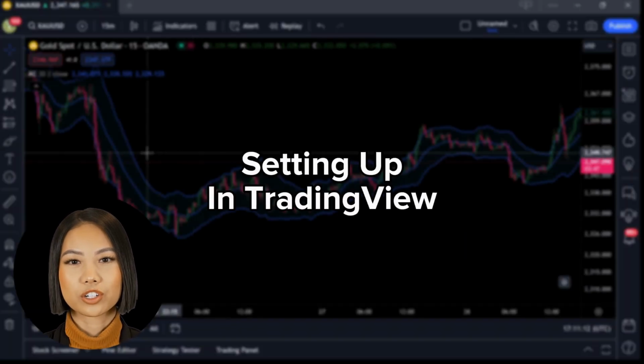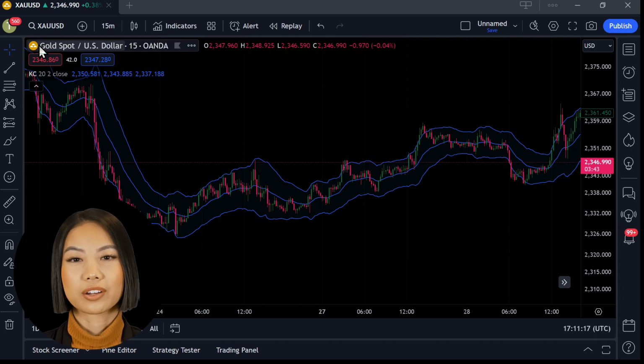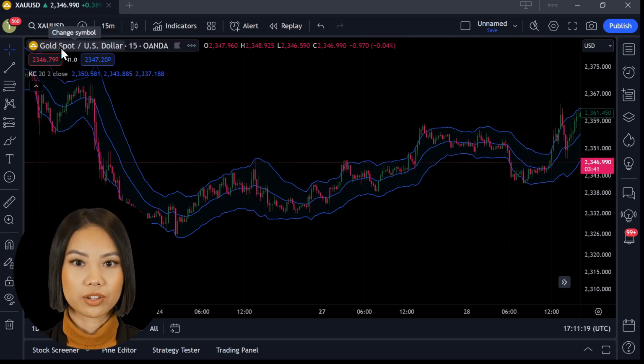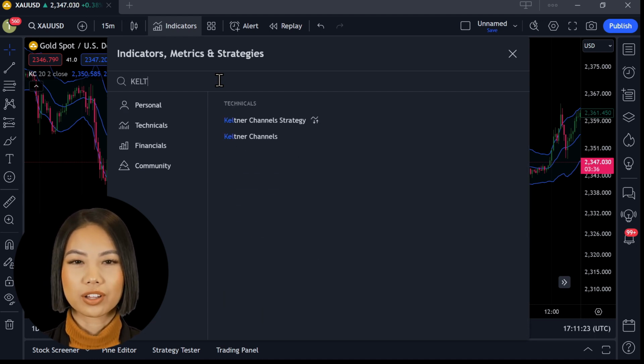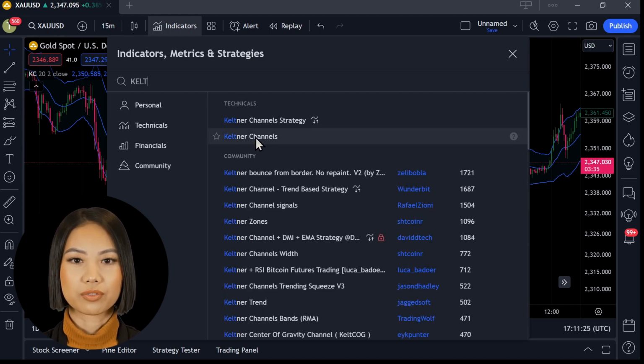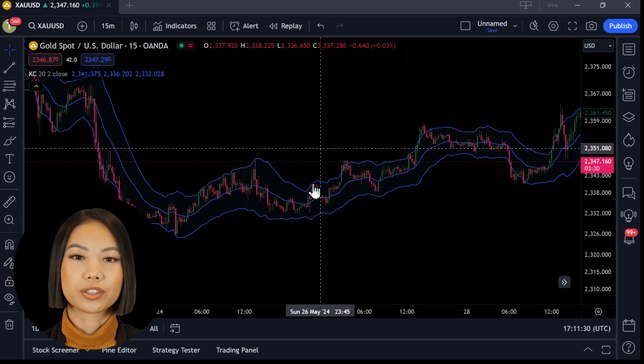How to set up Keltner channels in TradingView. Open TradingView and select the chart of the asset you want to analyze. Click on the Indicators button at the top of the screen. In the search bar, type Keltner Channels and select it from the list. The Keltner Channels will appear on your chart with default settings.